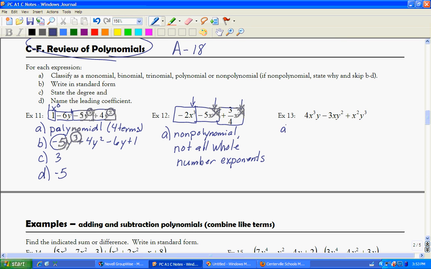Example 13, we take a look at that. Do we have all whole number exponents? Looks like we do. How many terms do we have? There are 3, so that makes it a trinomial, as we have 3 terms.